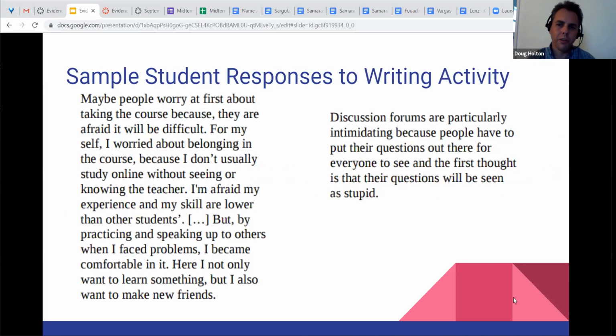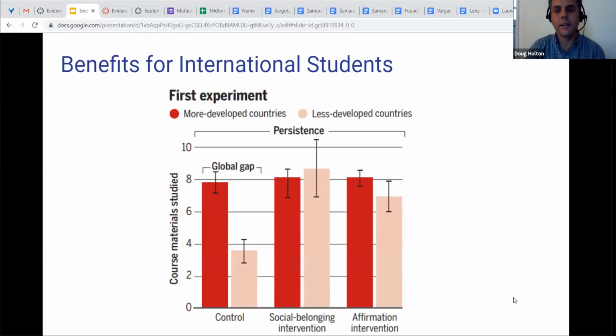And I know I'm going really fast. I'm not going to dive too much into the weeds in this, since the slides are all here if you want to dive into them more. But these are just some sample responses to that writing activity from that article. And then here's some of the data from that article.